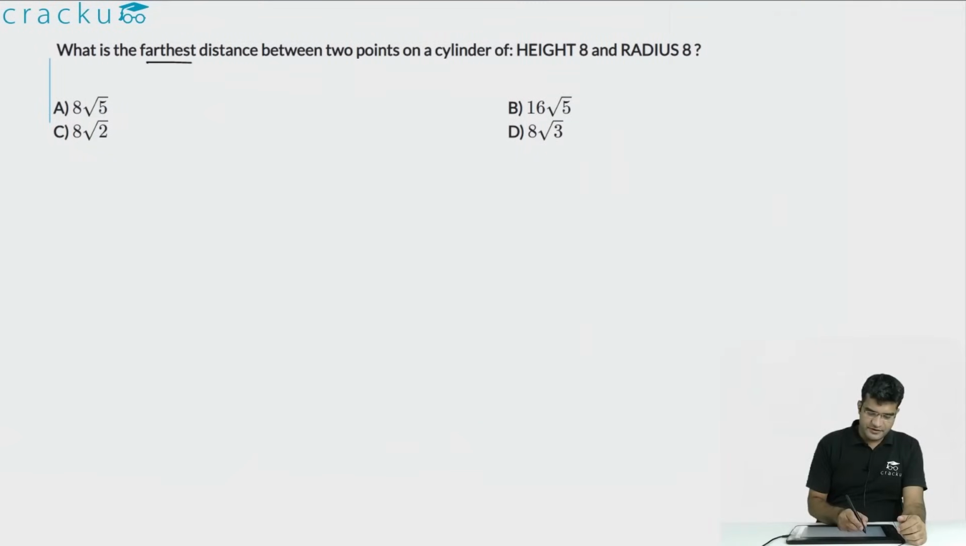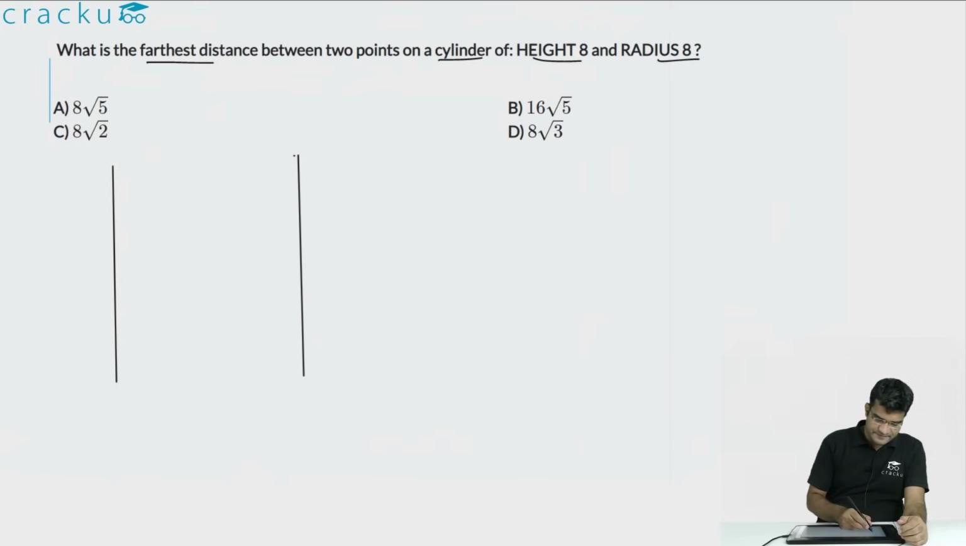In this question, we are required to calculate the farthest distance between 2 points on a cylinder. The height is given as 8 and the radius is also given as 8. So let us try to understand what is exactly meant by it. Let us assume that this is the cylinder. The height is 8 and the radius is 8. So it will be something like this. This is the cylinder.